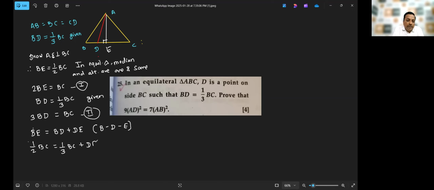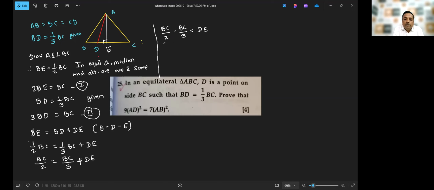Then we have to find DE. So this 1/2 BC means BC by 2, 1/3 BC, this is BC by 3, is equal to DE. Sorry, plus. Now shift this 1/3 that side, to the other side. So BC by 2 minus BC by 3 is equal to DE.